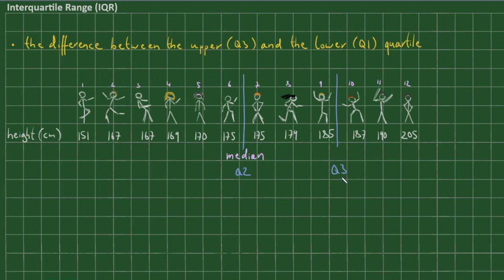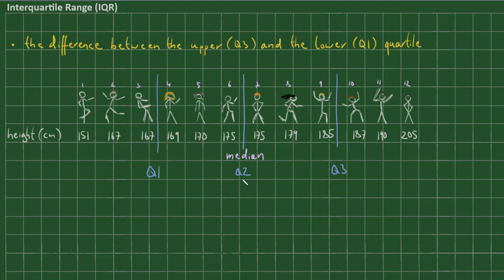I can do the same thing to the lower half of the data set. So the median value for the lower half of the data set is between positions 3 and 4, so it would be here. This is known as Q1. So what are the values for Q1, Q2, and Q3?